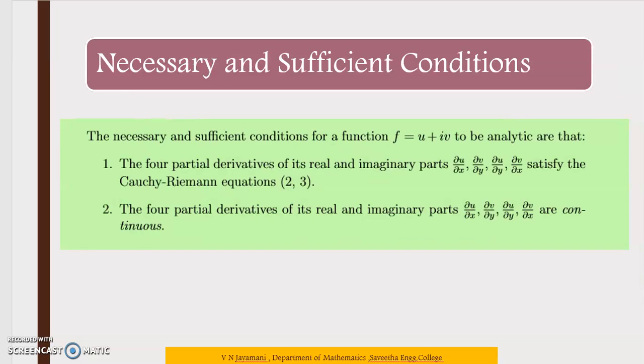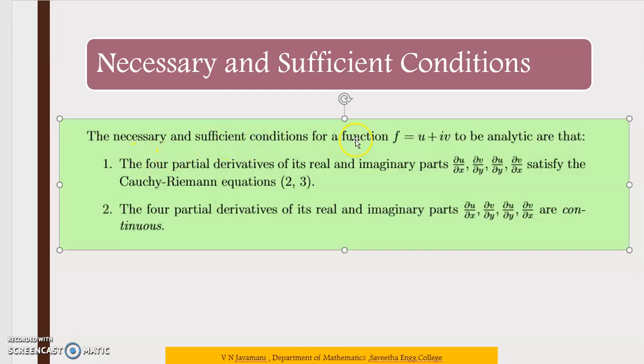So next we are going to see the necessary and sufficient condition of the CR equation. The necessary and sufficient condition for a function f is equal to u plus iv to be analytic are that the four partial derivatives of its real and imaginary parts, that is dou u by dou x, dou u by dou y, dou v by dou x and dou v by dou y, satisfy the Cauchy-Riemann equation, and the four partial derivatives of the real and imaginary parts are continuous. So next we see the analytic function in the next session.